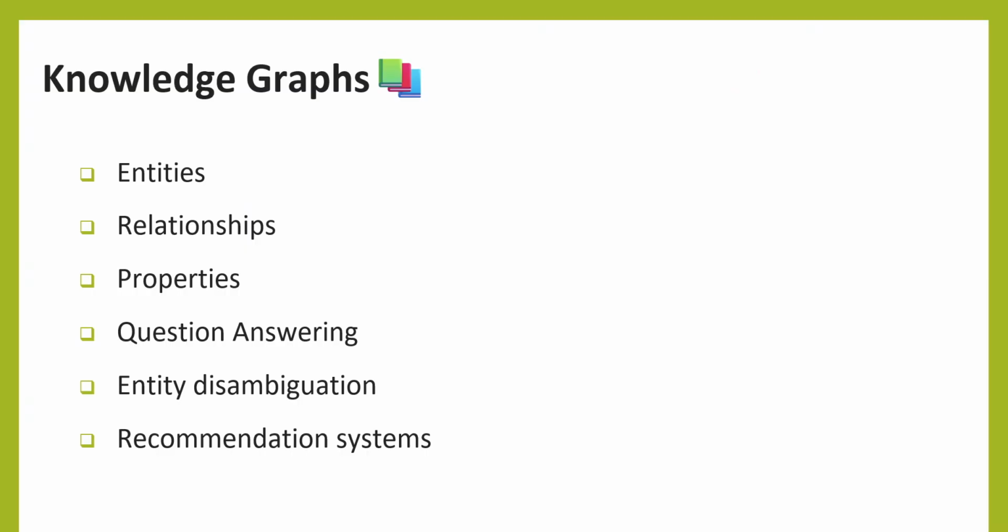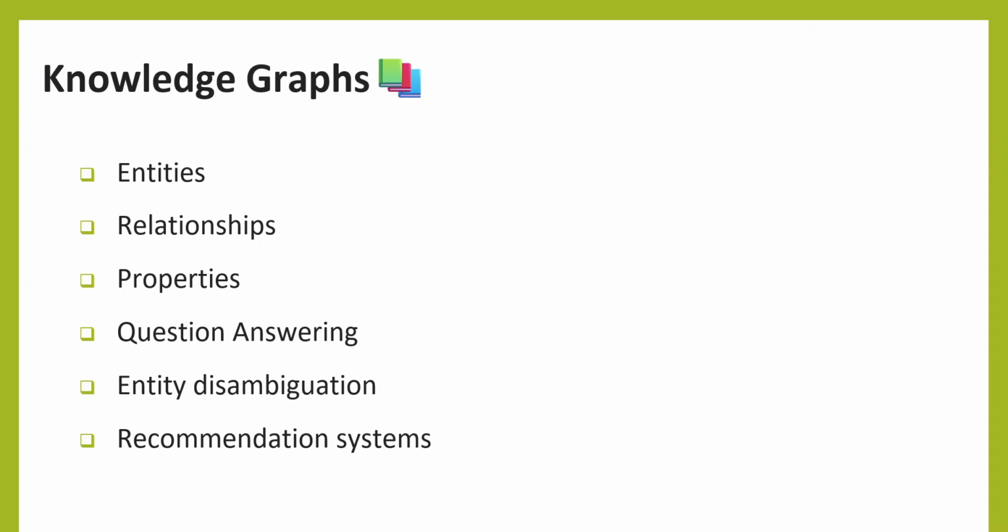A knowledge graph typically consists of entities, that is the nodes that represent people, places, things, and concepts. Relationships are the edges that connect entities and represent relations between them. Properties are the attributes or characteristics of entities such as names, descriptions, and categories.